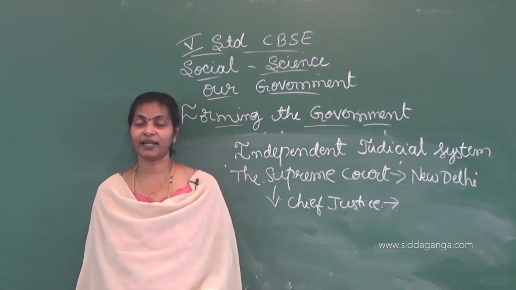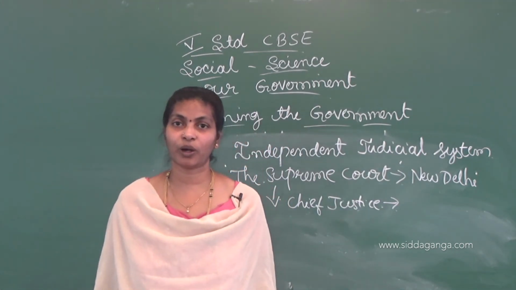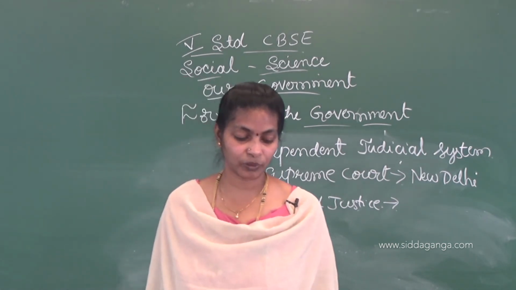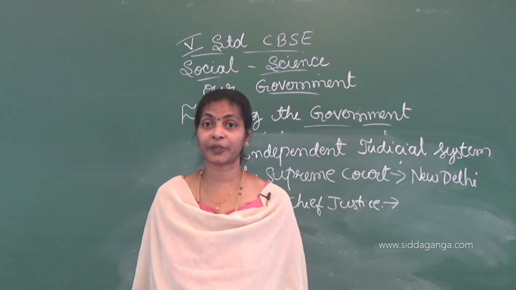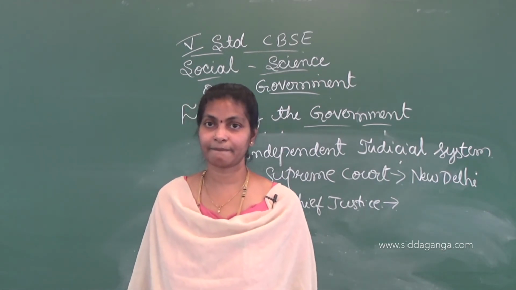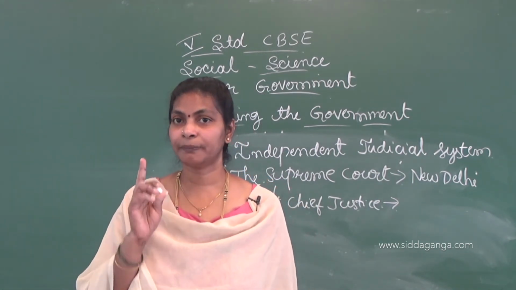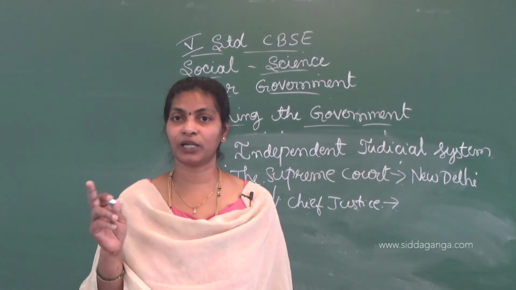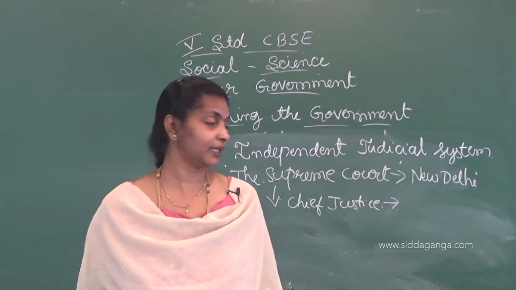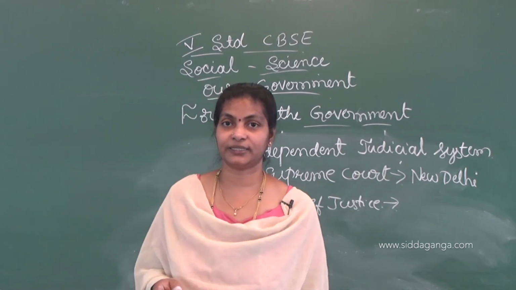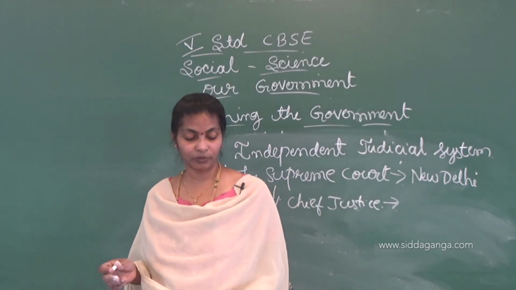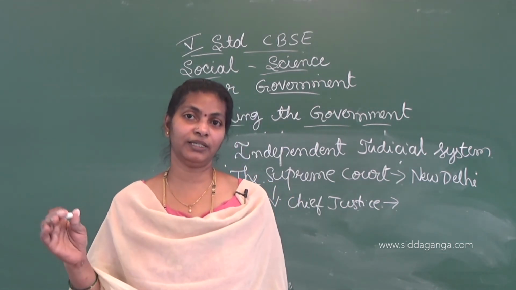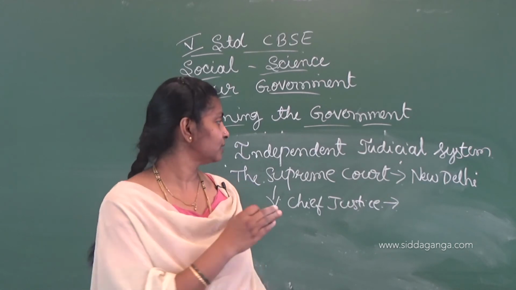The President has the authority to appoint the Chief Justice of the Supreme Court on the advice of the Prime Minister. At the center level, the highest court is the Supreme Court.